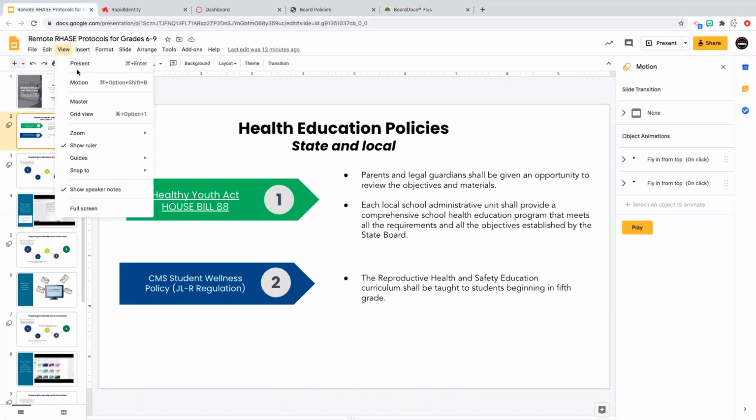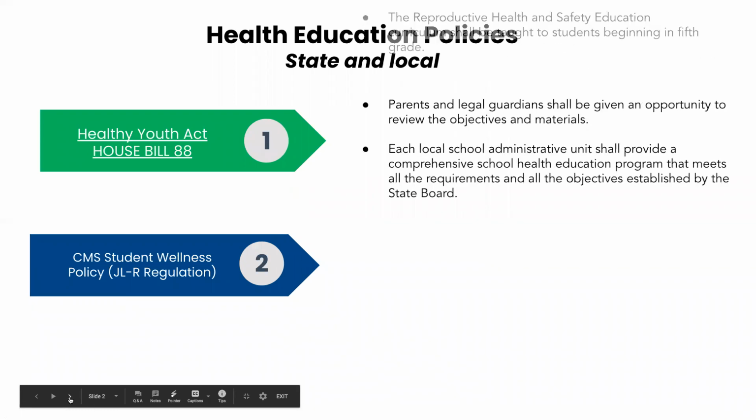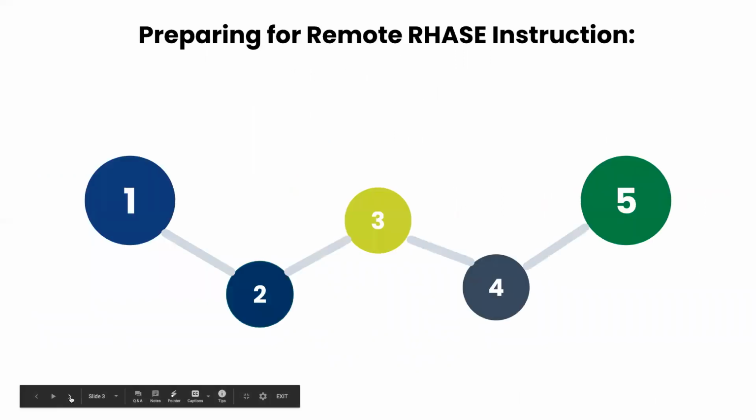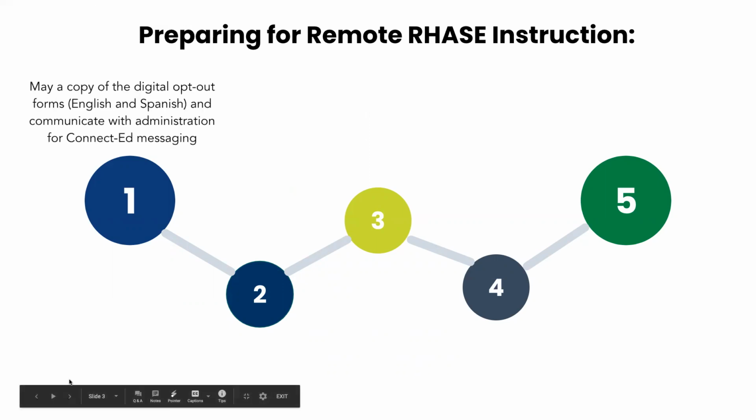So let's get back to the presentation slides. House Bill 88 and our student wellness and health education policy drive our race instruction. Preparing for remote race instruction, there are 5 steps. Let's go over each step so that we ensure that we follow all the do's and we don't do any of the don'ts, the big no-nos to race instruction.